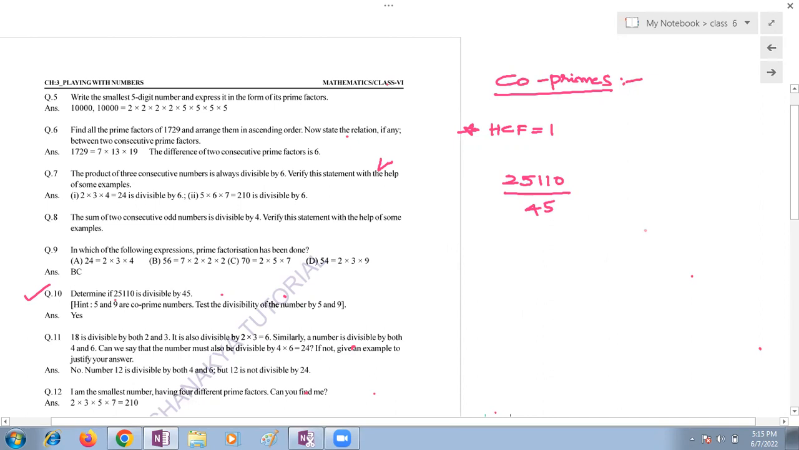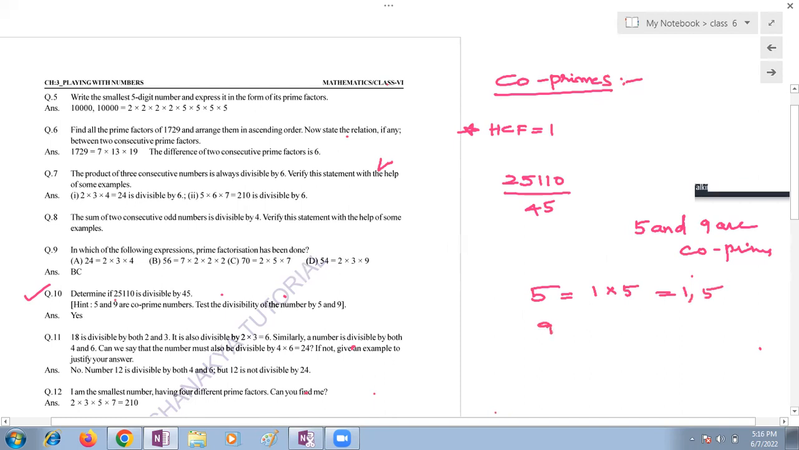5 and 9 are co-prime numbers. You can check whether they are co-primes. Children, write all the factors of 5. The factors of 5 are 1 and 5, since it is prime.